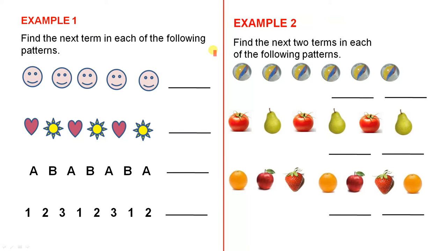Now here are some examples you can give them. Find the next term in each of the following patterns. So here's your pattern. They find the next term. Same for here, here, and here. So make sure they understand that they have to look for something that's regular, that keeps repeating. That's the secret. Something that keeps repeating and is regular, and that helps them find the next term.